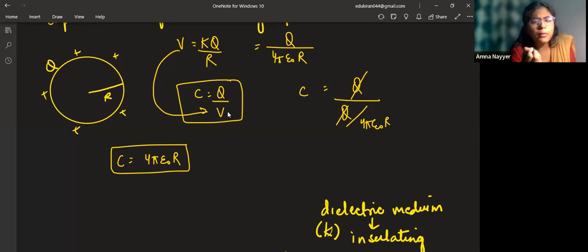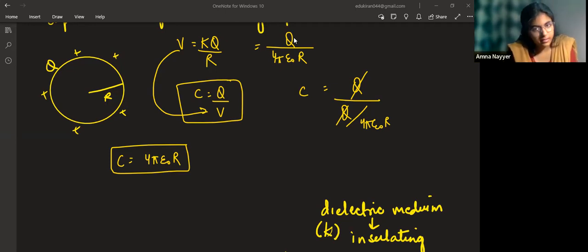Fine. So if you have capacitance of a conducting sphere, you can use Q by V. But why use Q by V when you already know the value of V? Directly you will use 4 pi epsilon naught R. But class, one thing, if I am using the term epsilon naught, remember in the first lesson we have discussed this in detail. If this is the case, epsilon naught is being used. Can anyone tell me which medium this should be?